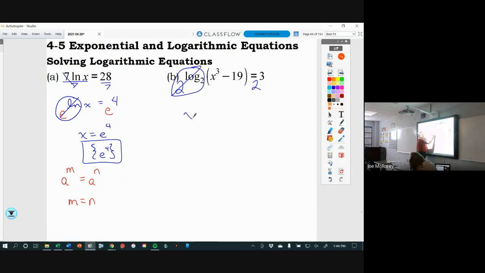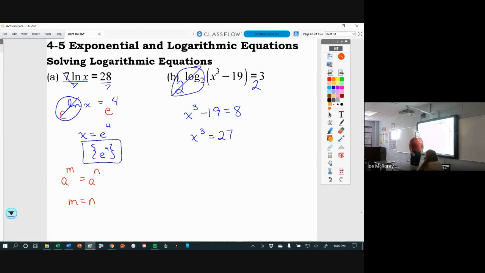I now have x cubed minus 19 equals, what's 2 to the third power? 8. I hope it's not 9. It's an even number. I want x by itself. What should I do? Add the 19. X cubed is 27.